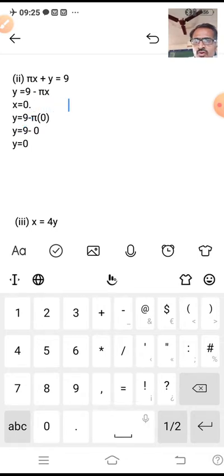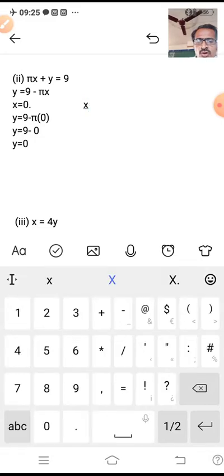Let us take one more value of x. Say x equals 1.